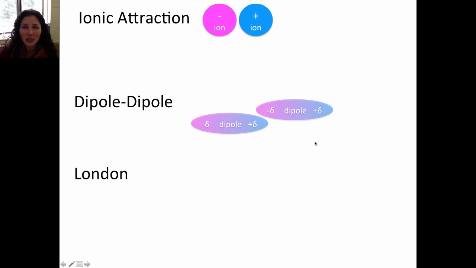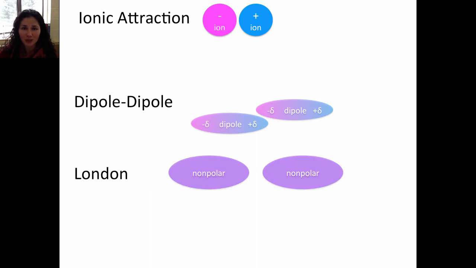Another force is called the London force. This is also called van der Waals forces, and these happen between nonpolar molecules. Nonpolar molecules do not have a dipole moment like a polar molecule does. We call the polar molecules permanent dipoles. They will always have a north and a south pole, or a positive and a negative end. In a nonpolar molecule, this does not exist in a permanent sense, but it can be temporarily induced.